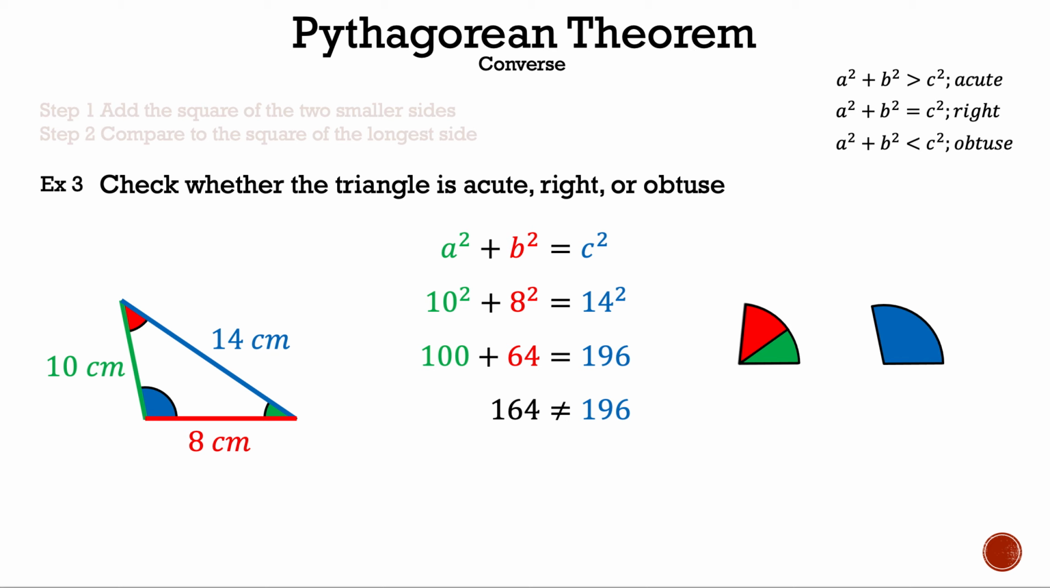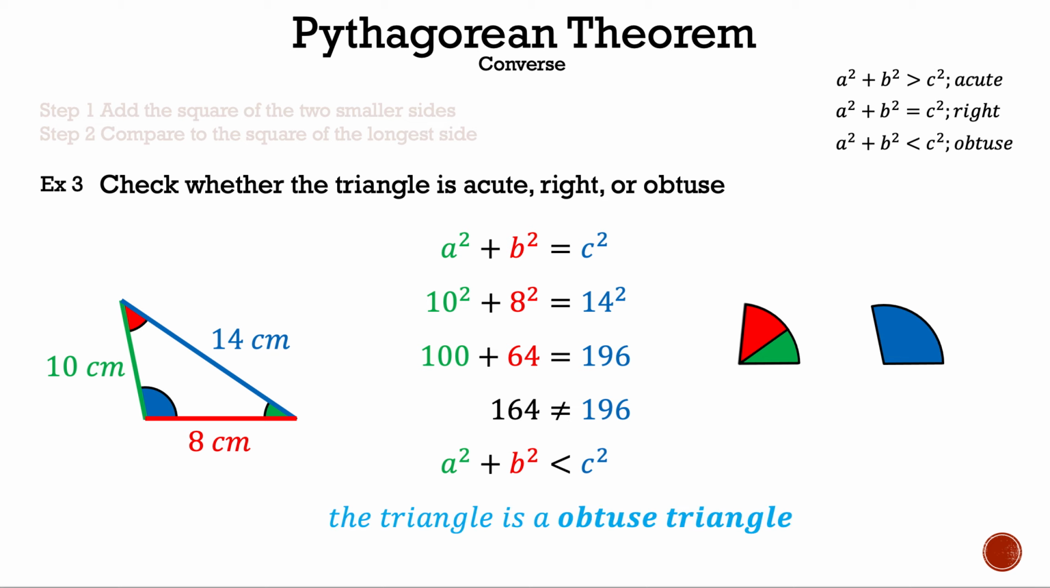What does that mean? That means a squared plus b squared is less than c squared. What does that mean? That means the triangle is an obtuse triangle. And why is this the case? Well, the sum of the red angle and the green angle is less than 90 degrees, which means the blue angle is greater than 90 degrees, which means it is an obtuse angle. Therefore, we have an obtuse triangle.